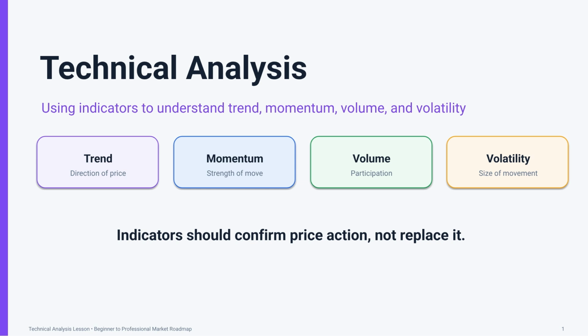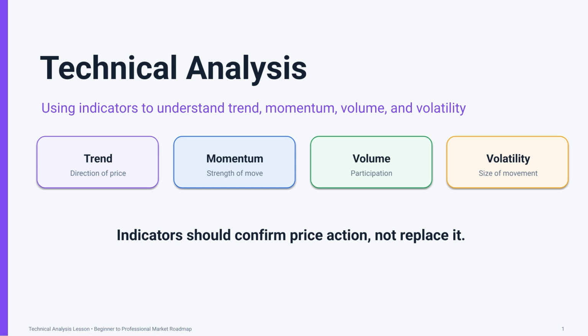There are four main things we want to understand when we look at a chart. First is trend. Trend tells us the direction of price. Is the market moving up, moving down, or moving sideways? Before we take a trade, we want to know the direction. Second is momentum. Momentum tells us the strength of the move. A stock or futures contract may be moving up, but is it moving with power or is it getting weak? Momentum helps us see that.